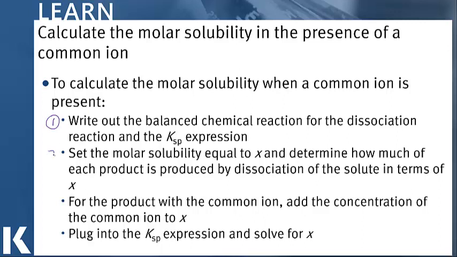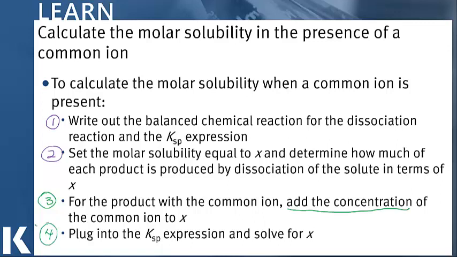Next, we set the molar solubility equal to X and determine how much of each product is produced by the dissociation of the solute. This is no different than normal calculations for molar solubility. The third step is different, however, and I want us to really make note of this third step. When we have a common ion, we must add the concentration of that common ion to the X for that ion. Then we plug this into the KSP expression and solve for X.